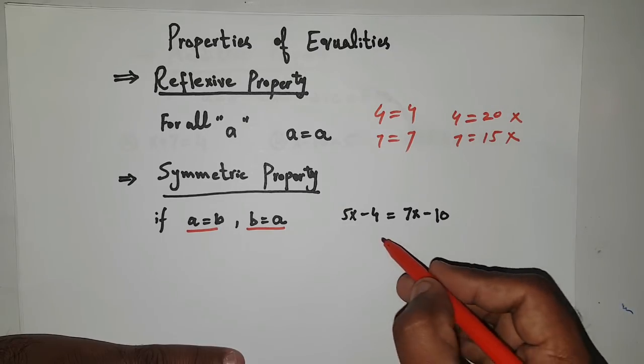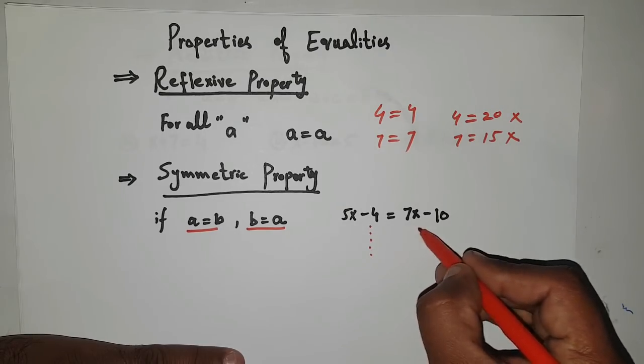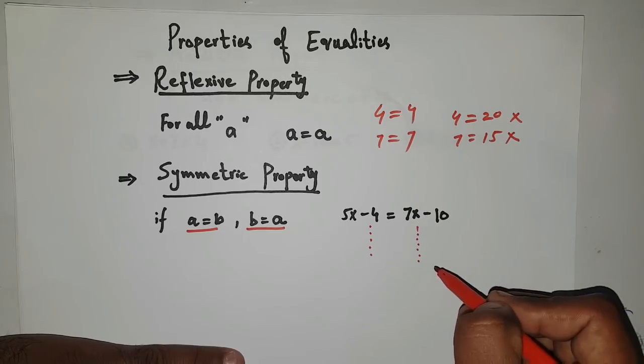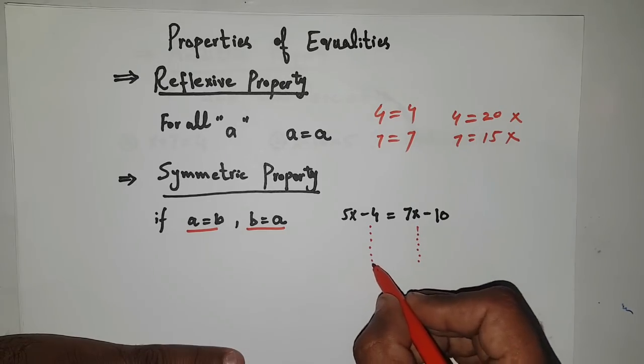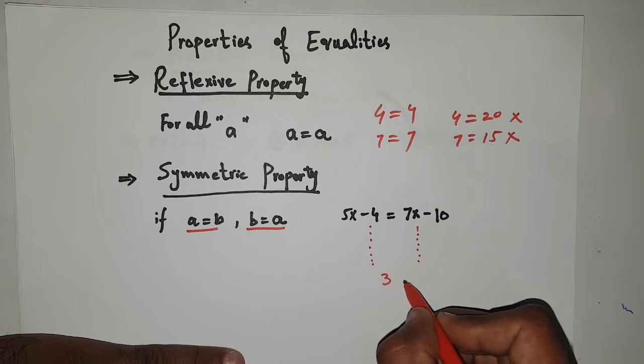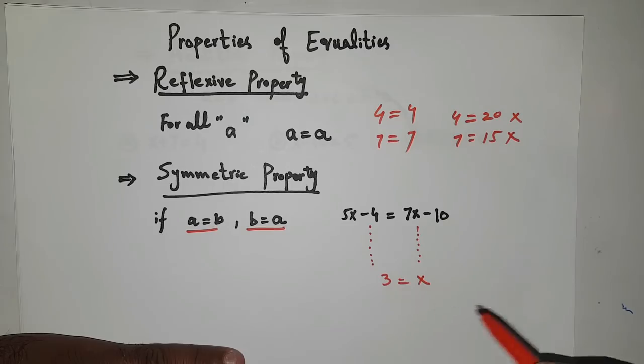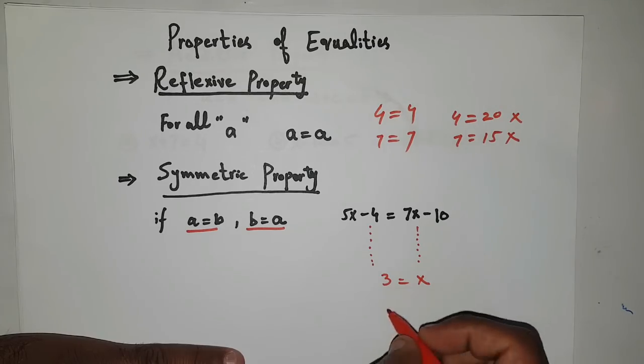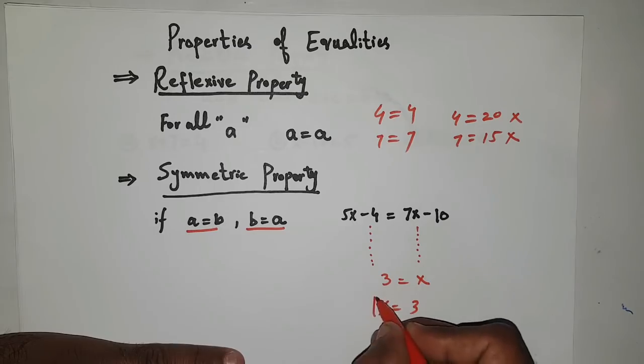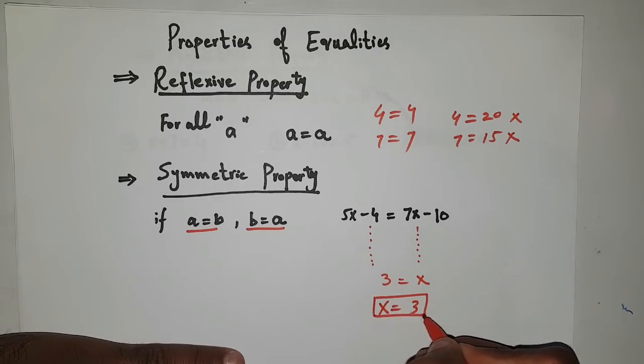So when we continue solving it, we reach a stage where we get 3 is equal to x. This does not make any sense. But if we use the symmetric property, we can write it as x is equal to 3, and this makes sense. So this is how the symmetric property helps us to solve the equations.